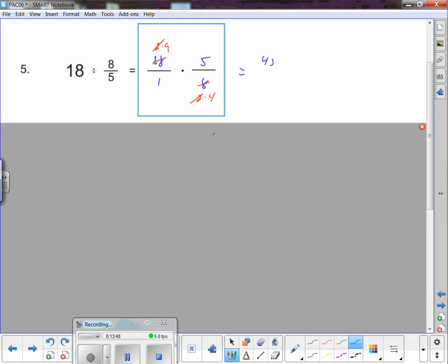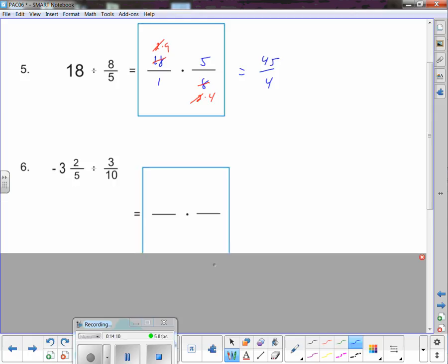Nine times 5 is 45, and we got a 4 on the bottom. 45/4. Do you concur? All right. 9 times 5 is 45, and 1 times 4 is 4. And we didn't change it to a mixed number because the problem didn't have 2 mixed numbers to begin with, right? Just leave it as an improper fraction and roll on.